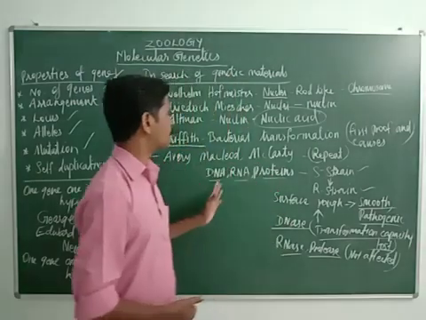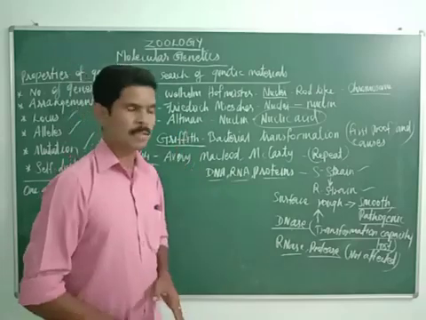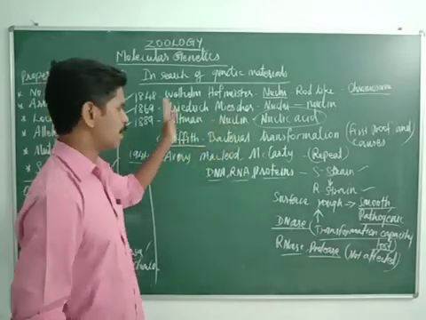So this is one of the important 5-mark questions: search of genetic material. Many 1-mark questions come from the years and the scientist names, so it is very important for 1-mark questions.